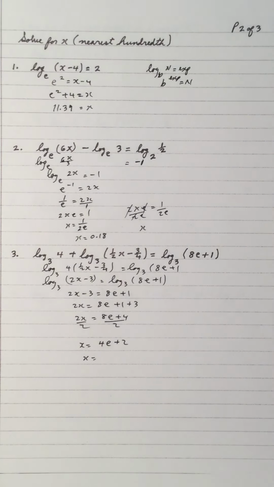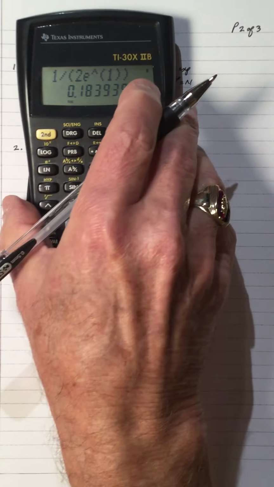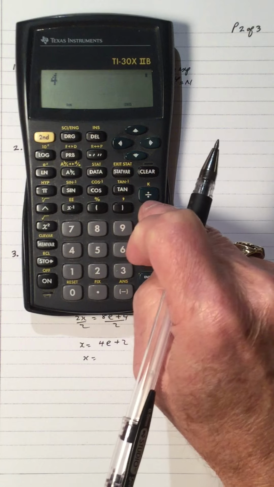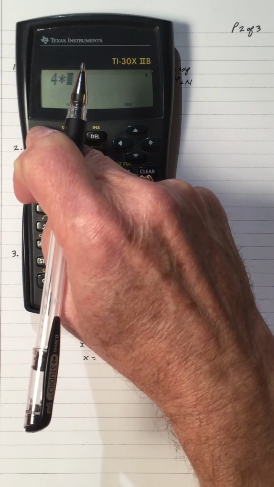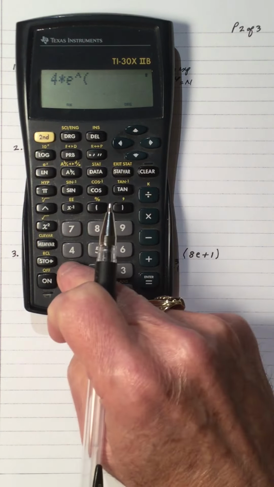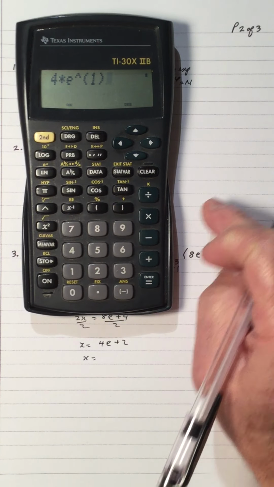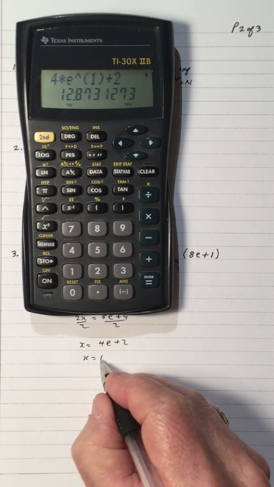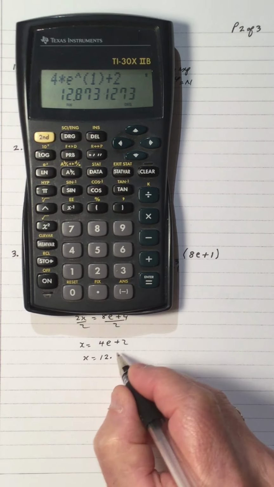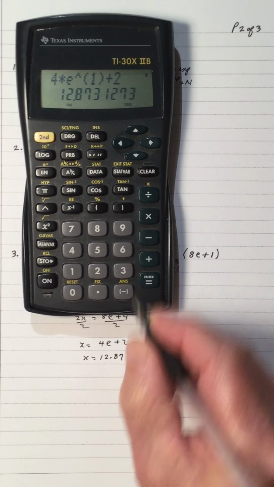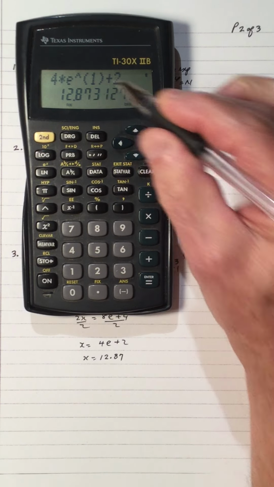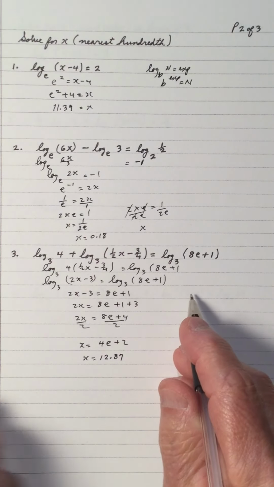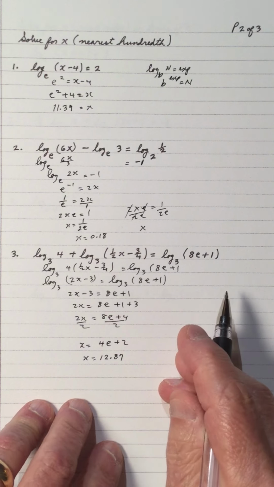And we pick up the calculator. We go 4 times e plus 2. Clear it. So we have 4 times e, which is second function ln, raise it to the 1 power, and then add on 2. That gives us 12.87 to the nearest hundredth. The next digit is less than 5, so we just leave it as a 7. Notice we're working it out to the nearest hundredth.